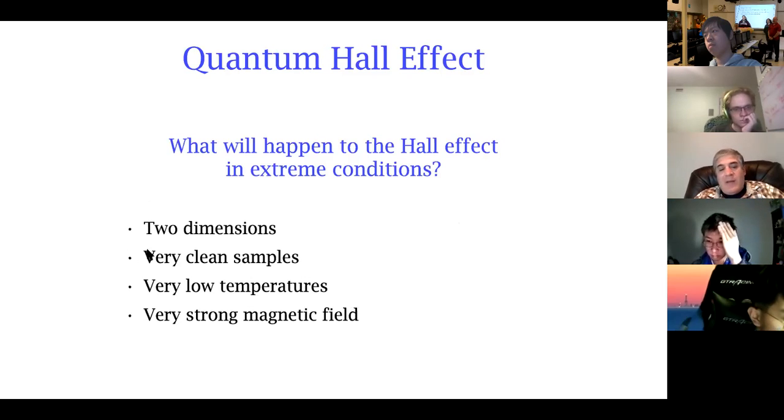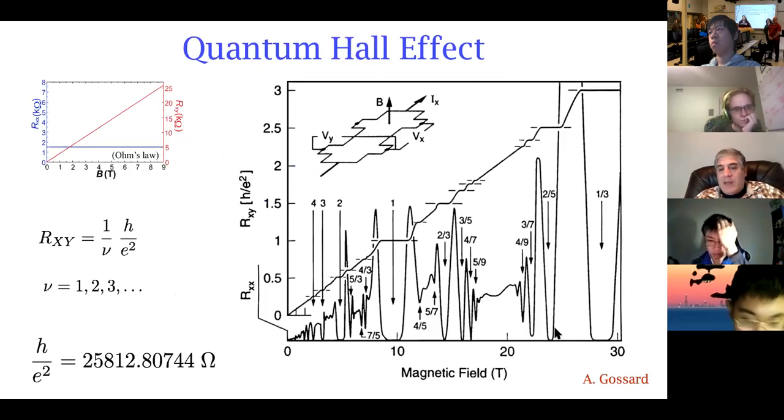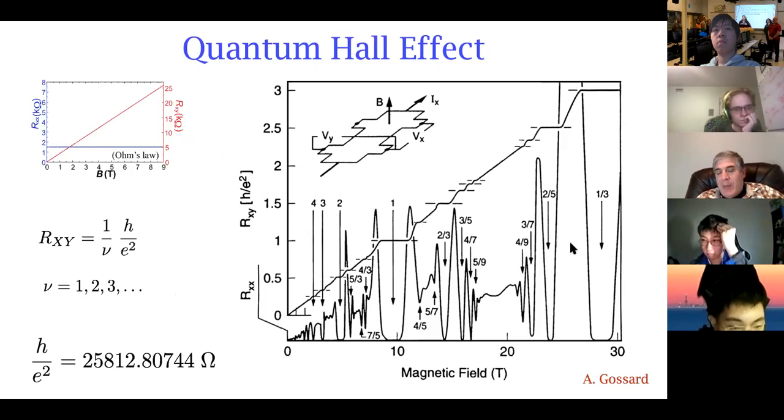These samples were the cleanest samples available at that time for that experiment, at very low temperatures, like 1 Kelvin or so, and a very strong magnetic field, from 1 Tesla to 10 Tesla. Suppose that I have all these very extreme conditions, and we do the measurements. So what will we get? This is the experimental plot, and it seems to be a mess, but it is a very beautiful plot.